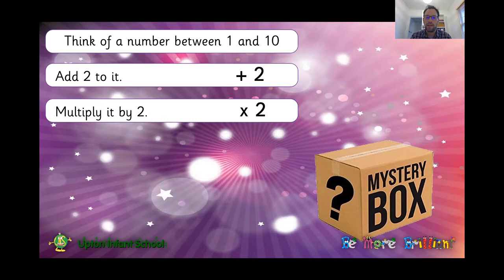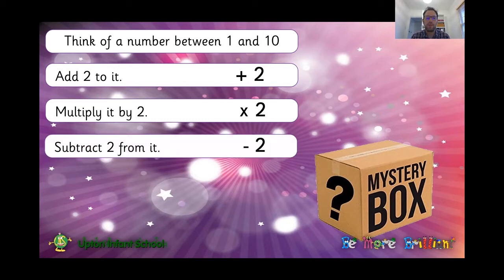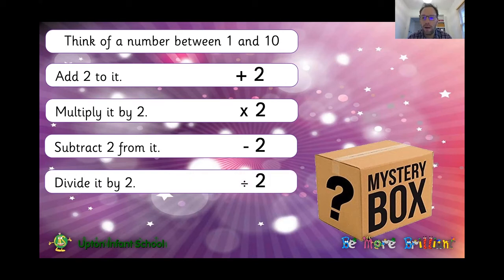Okay, next bit. So the answer to that one, what I would like you to do is to subtract 2. That's take away 2 from it. So take away 2 from your number. Okay, have you got that? Next bit, I would like you to divide it by 2. Sometimes we call that halving, splitting it into 2 equal groups or sharing it between 2. Okay, have you got that?